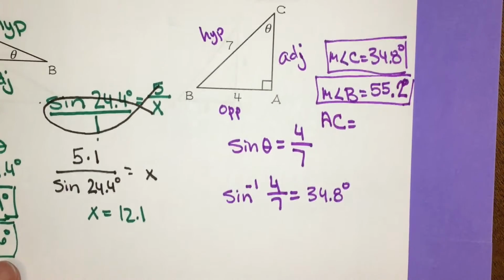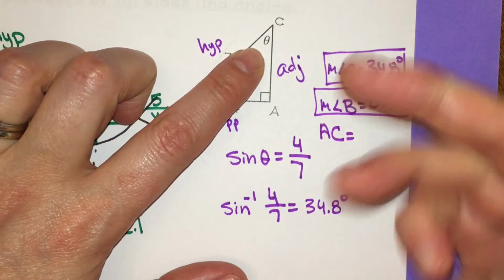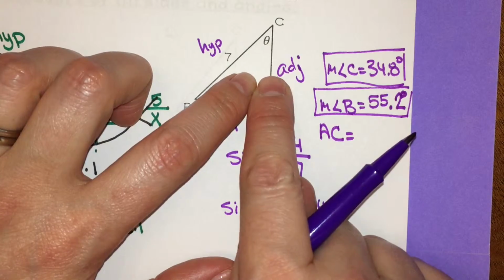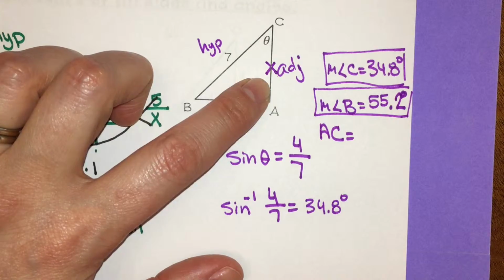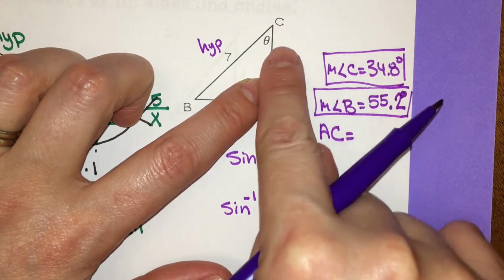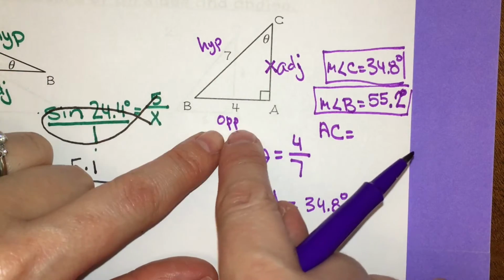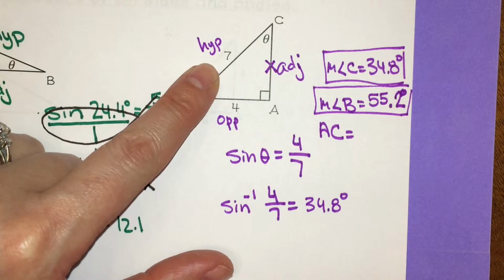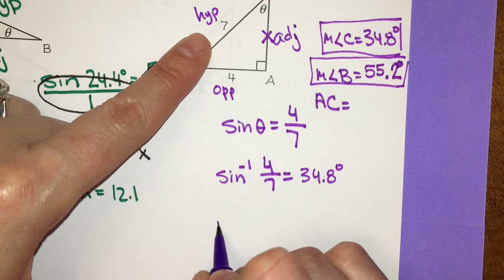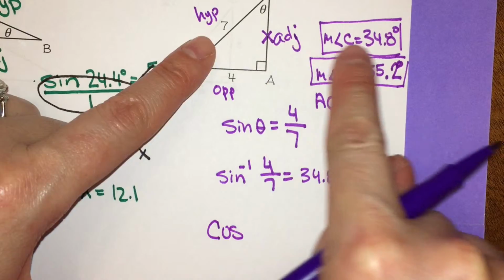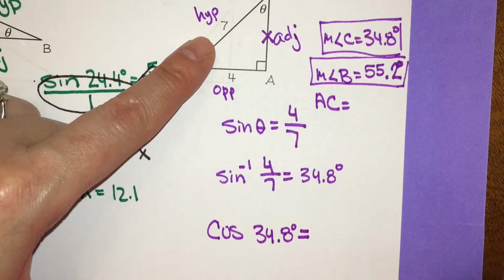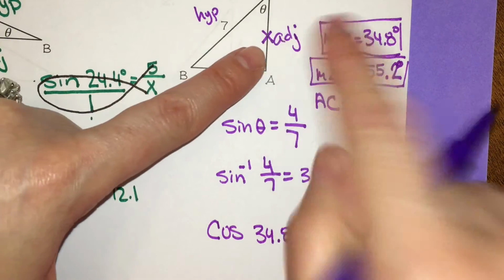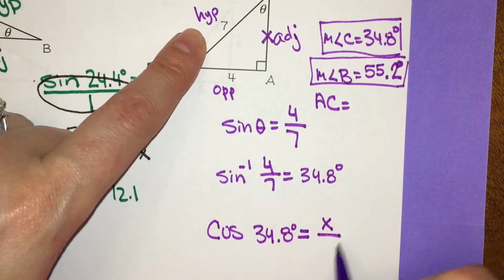All right, for that one, I now know the measurement of angle theta, so I'm going to use that, and I need to use my adjacent side. I'm just going to call it x, because that's what I'm looking for. It's easier to call it a variable. I'm also going to use the hypotenuse. You could use the opposite side, but I'm just going to use the hypotenuse, meaning when I'm using adjacent and hypotenuse, I use the cosine. So I'm going to use cosine of angle theta, which is 34.8 degrees, is equal to, okay, cosine is adjacent, which is x, over hypotenuse, which is 7.